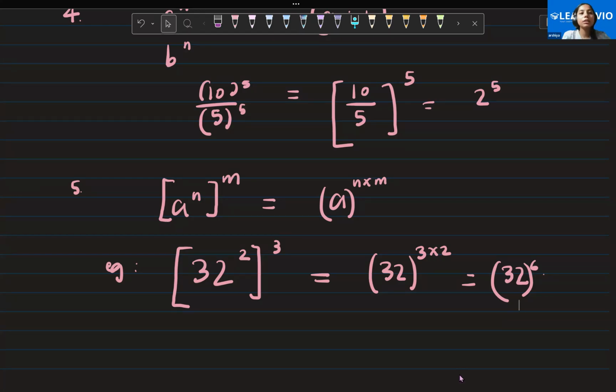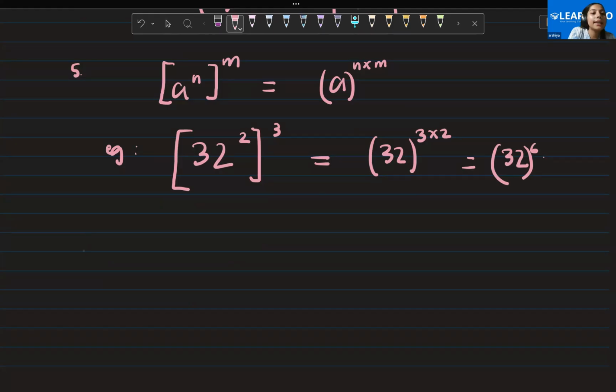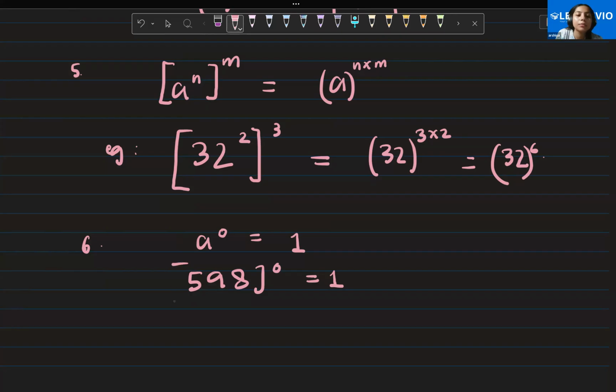All right. Now the sixth rule is basically when the power is 0. If a has the power of 0, your answer will be 1. So no matter how big the number is, no matter how small the number is, if the power is 0, your answer will be 1. So let's say we have 598, but the power is 0. So your answer is 1.